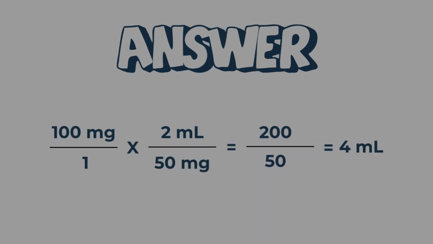Here's the full setup. 100 milligrams over 1 times 2 milliliters over 50 milligrams. Your milligrams cancel and you're left with milliliters. The correct answer is 4 milliliters. Did you get it? Let us know in the comments. If not, go back and watch how we set up the earlier example. With dimensional analysis, it's not about memorizing, it's about trusting your setup.